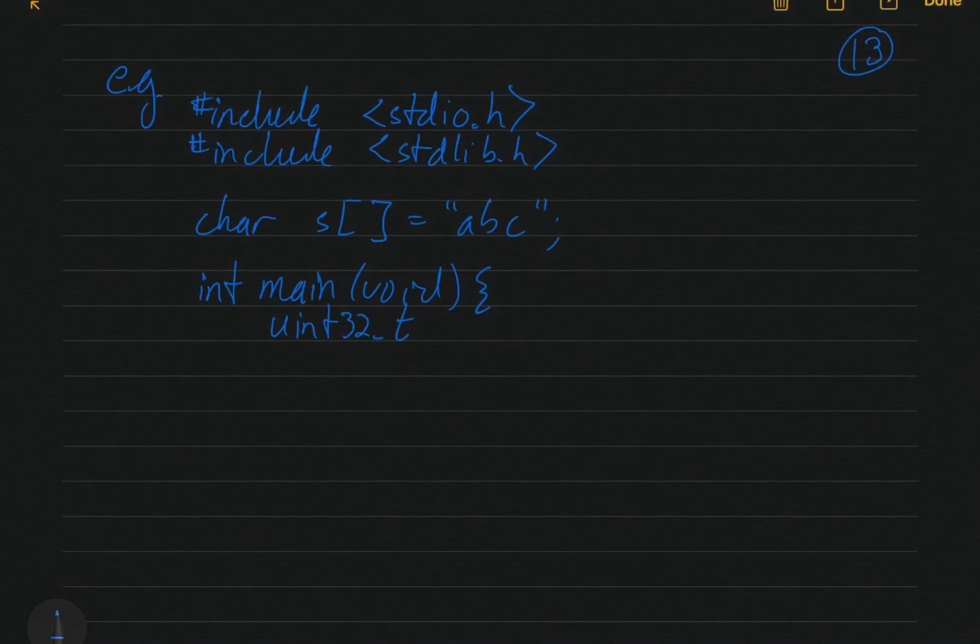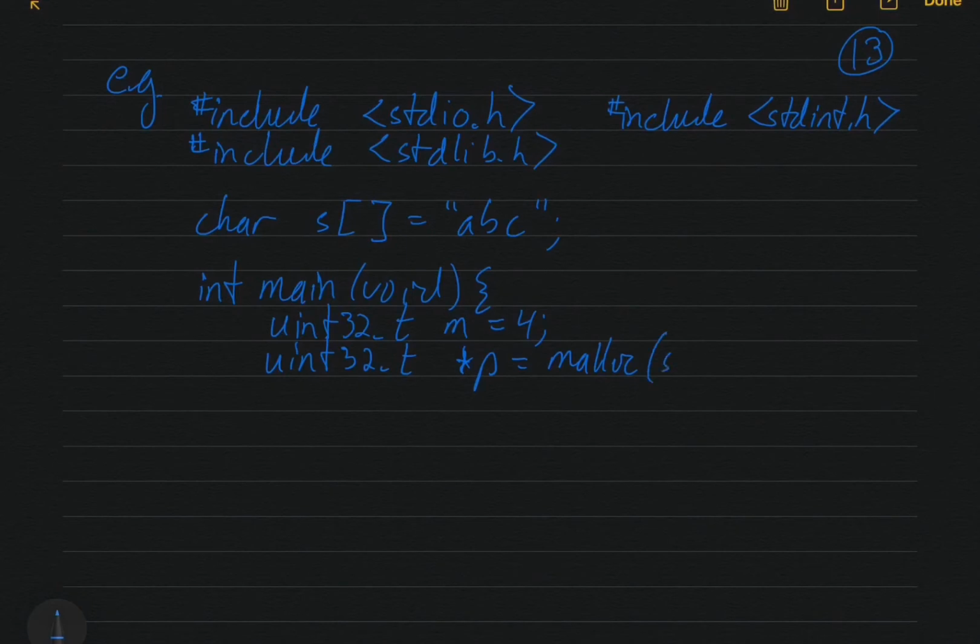I just realized that I forgot to include stdint.h for this example. So that's where the uint32_t type is declared. Let's call this m, and let's give it a value of 4, not that that really matters. And I'm going to create another local variable, but this one is a pointer. It's going to have the address returned by malloc, and we're going to ask malloc to allocate the number of bytes for a uint32 type.